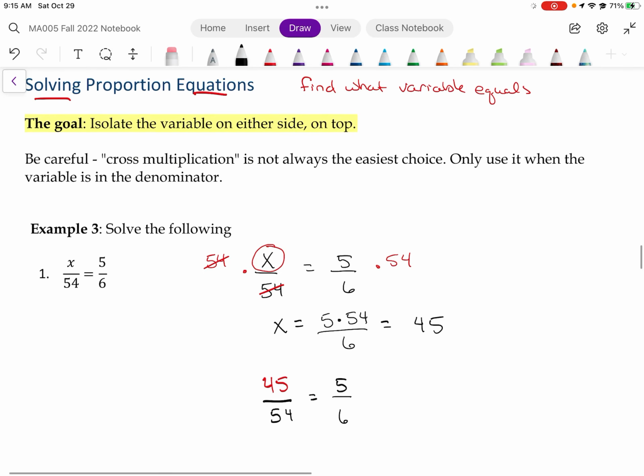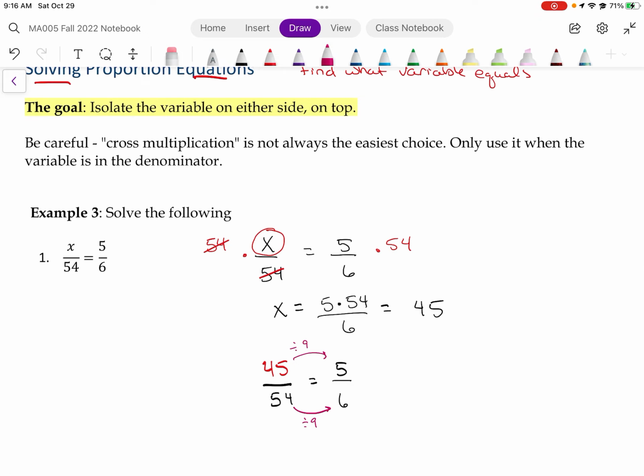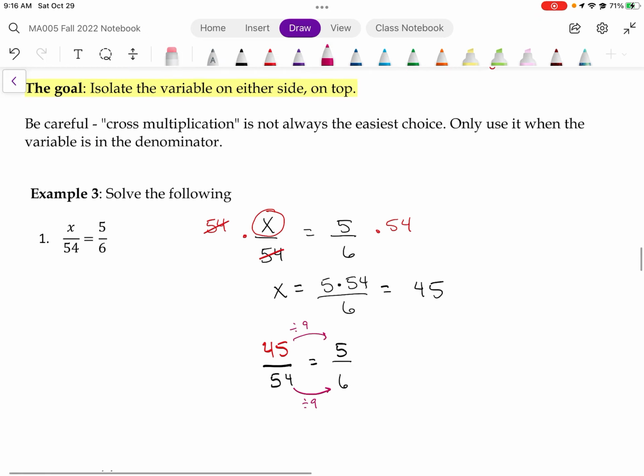Now, a few different ways to think about this. If I took 45 divided by 9, I would get 5. If I took 54 divided by 9, I would get 6. I'm doing this too early in the morning. So I've got 45 divided by 9 to get 5, and 54 divided by 9 to get 6. All right, another way to do it is to test in your calculator or cross multiplication, whatever you want to use. So all three ways to test a proportion work here.